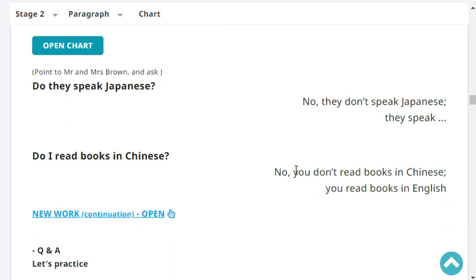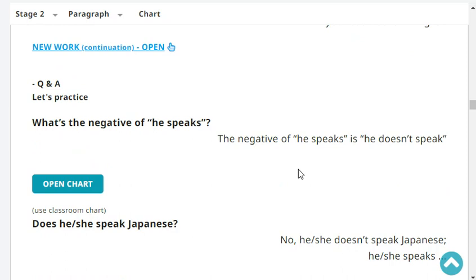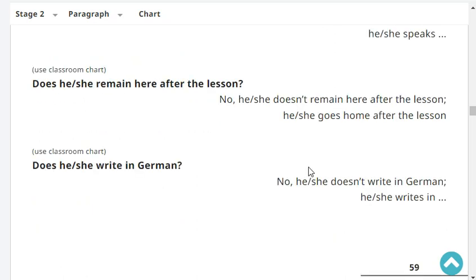Do I read books in Chinese? No, you don't read books in Chinese. You read books in English. Very good. What's the negative of he speaks? The negative of he speaks is he doesn't speak. Very good. Does he speak Japanese? No, he doesn't speak Japanese. He speaks English. Very good.